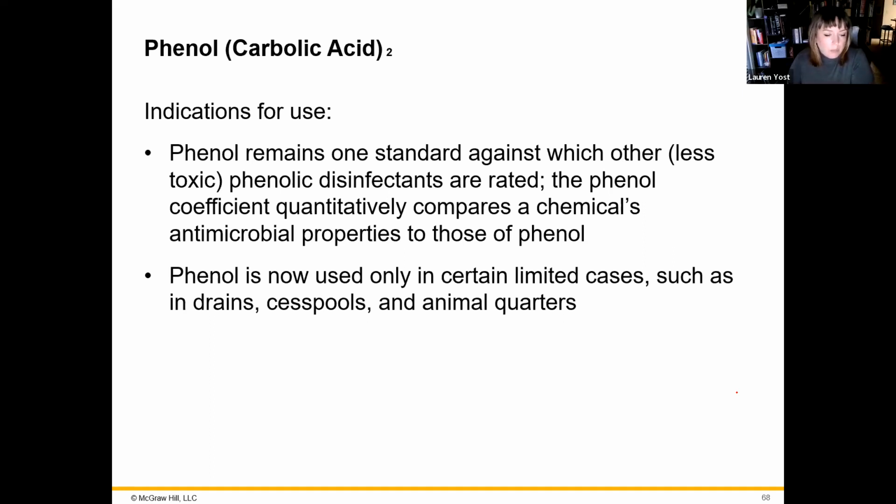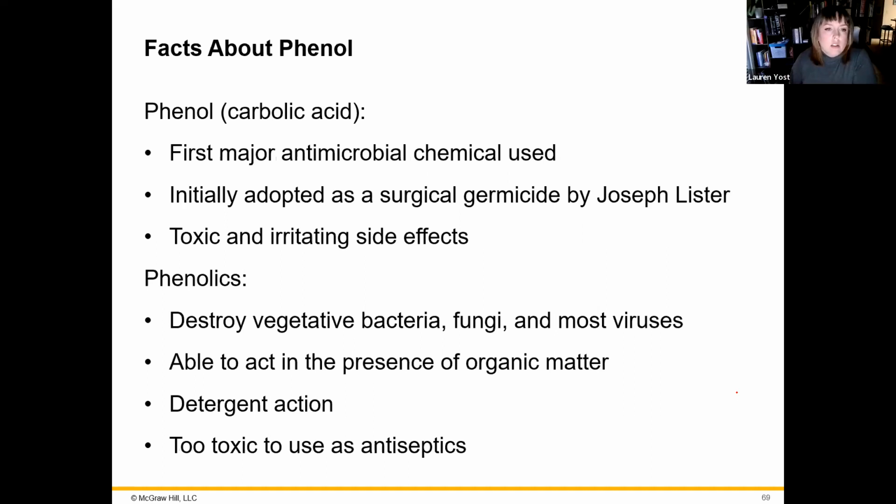That's what that's saying. So yeah, we only use these in certain cases now. And it is called carbolic acid. So this was originally used by Joseph Lister as the surgical germicide to treat surgical instruments and surgery areas to kill microbes in those areas, to make it more sterile for surgeries. And it worked quite well. That's very irritating. It's got very bad side effects.